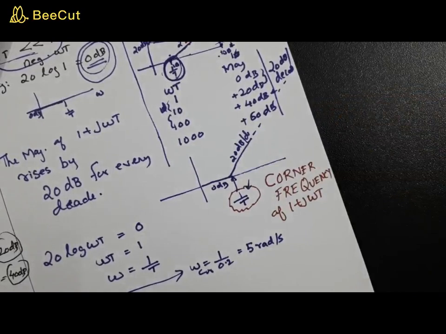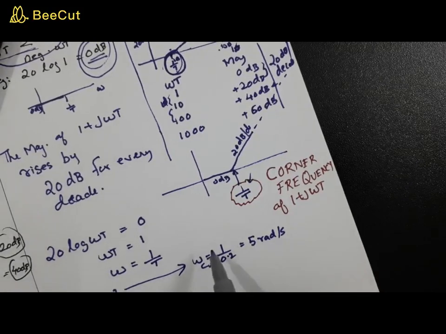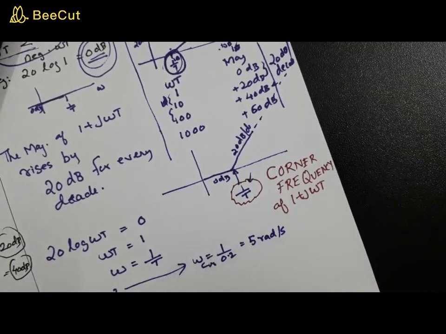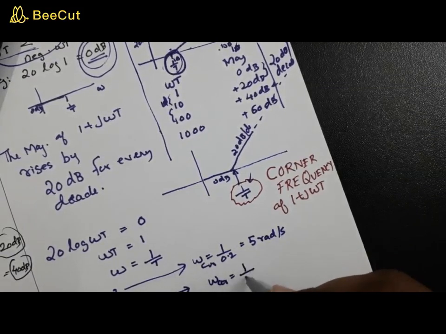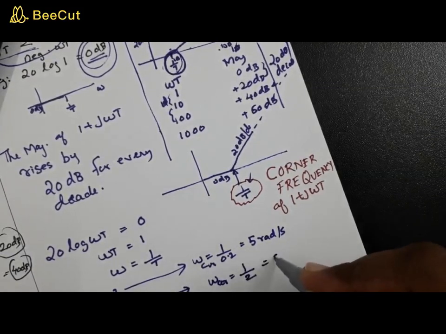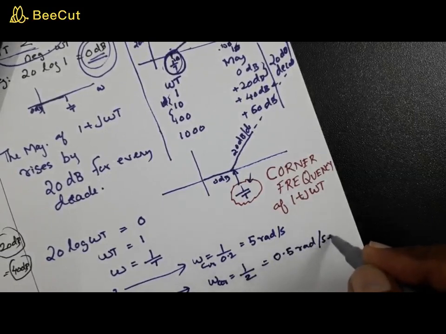Okay, now this is 20 decibel per decade. Now the next one is 1 plus j omega 2. Again, you can see the corner frequency. What is the corner frequency? The corner frequency is 1 by 2, which is equal to 0.5 radians per second.